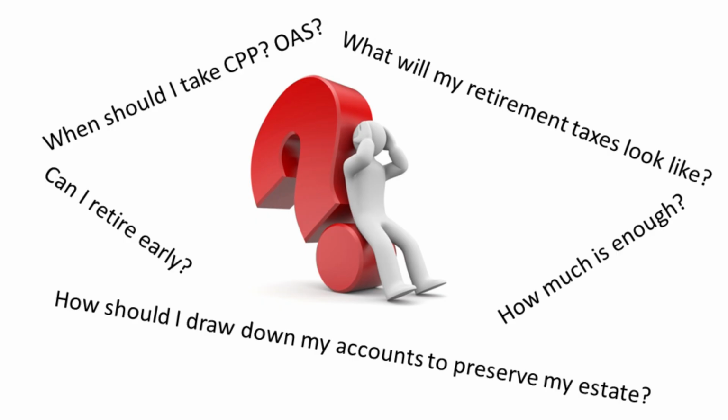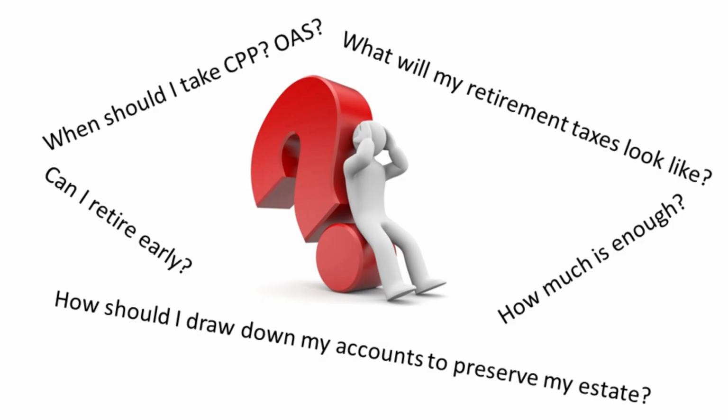How much you need to save for retirement while still working. When to retire. How much you need or want to spend when retired. How to draw down your investment accounts. And when to start your pensions, including CPP and OAS. All of these decisions have financial and tax implications. The choices you make can take you closer to, or further from, your retirement goal.